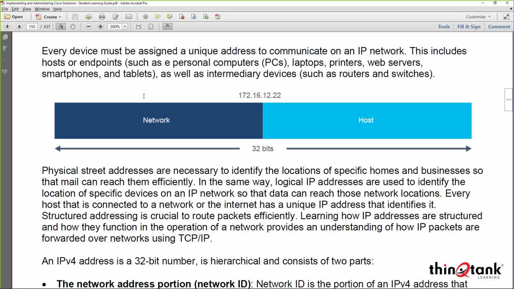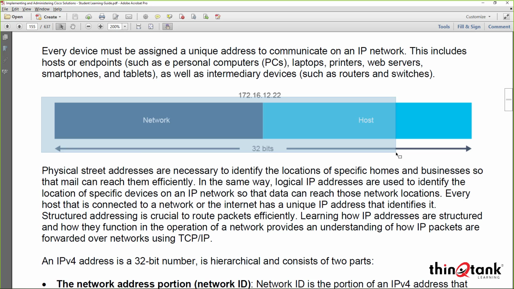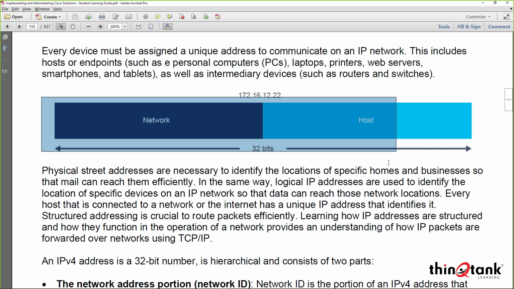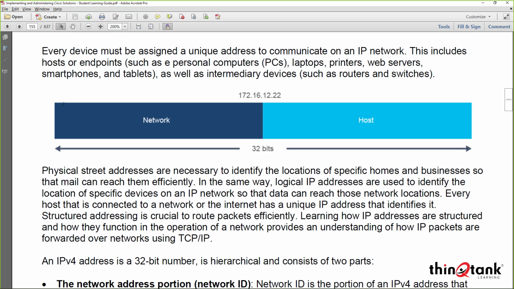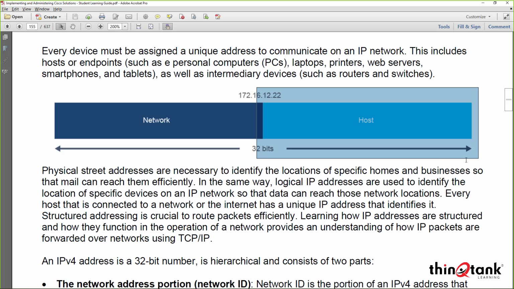All right? The more ones you have in the mask, in other words, the more of the dark blue that you have and the less of the light blue that you have, the bigger the room. All right? Well, actually I should say the opposite of that. The smaller the room. Because these bits here represent the number of networks. They don't represent the size of the networks. The aqua color here, the light blue color, represents the size of the network.